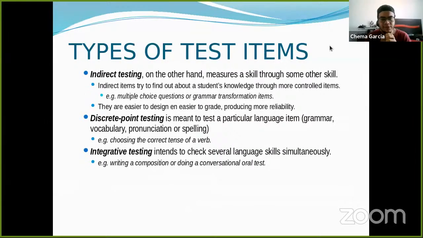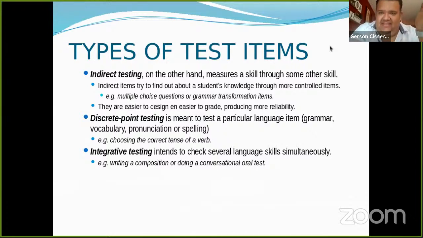Integrative testing intends to check several language skills simultaneously. For example, grading a composition or doing a conversational oral test. So discrete point testing is direct testing. Integrative testing is indirect testing. See the difference? One is for a particular grammar point or pronunciation or spelling or whatever you want to test. And the other one is a bigger question that examines different types of language skills. Okay.